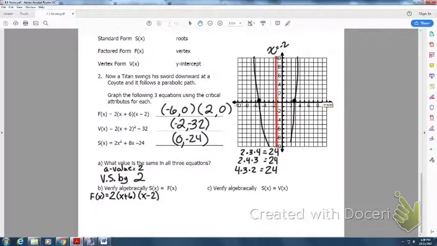Whenever you see me do this, I'm going to FOIL first. That's just how I go about these. So I'm going to FOIL the x plus 6 and x minus 2, which will give me x squared plus 4x minus 12. And then I'm going to distribute my 2 to all three terms.